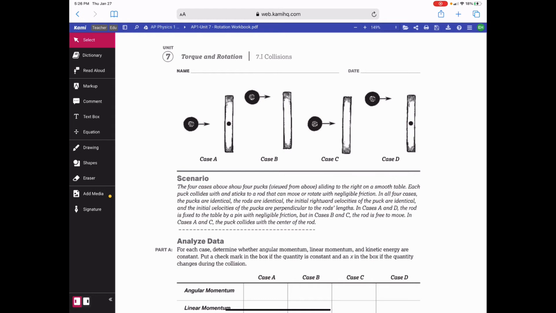Okay, so we are told these things so we don't have to make any assumptions. Part A: for each case, determine whether angular momentum, linear momentum, and kinetic energy are constant. Put a check mark in the box if the quantity is constant, and an X in the box if the quantity changes during the collision. All right, let's break this down for a second before we begin.